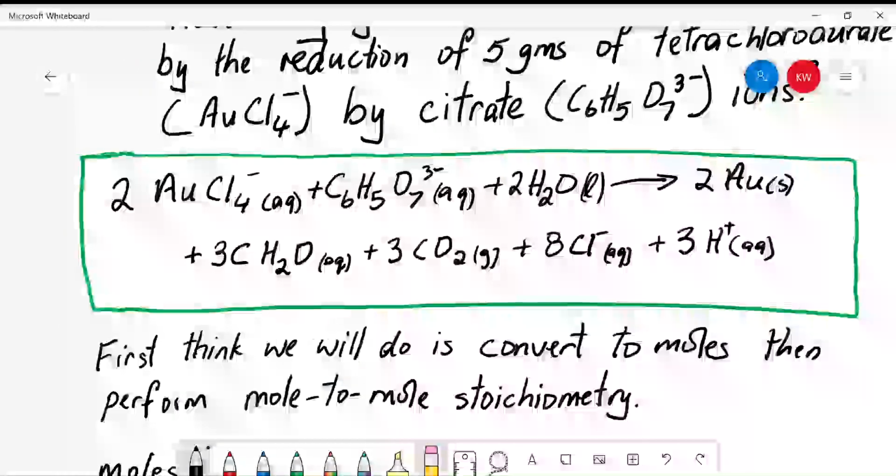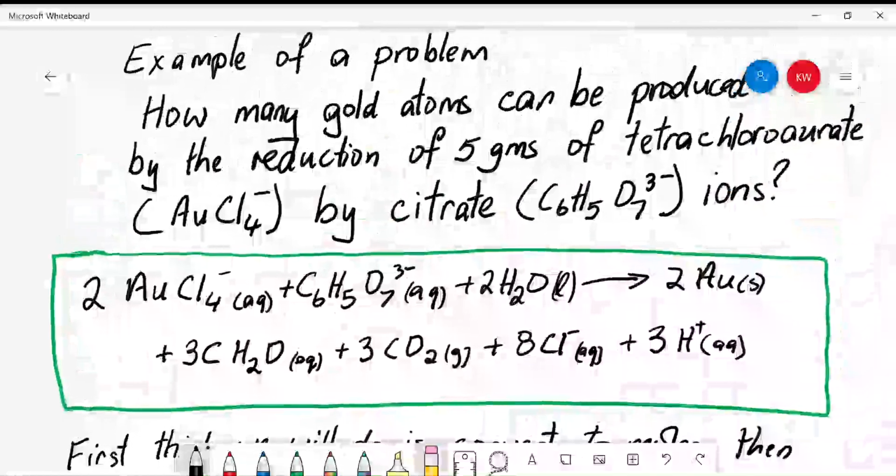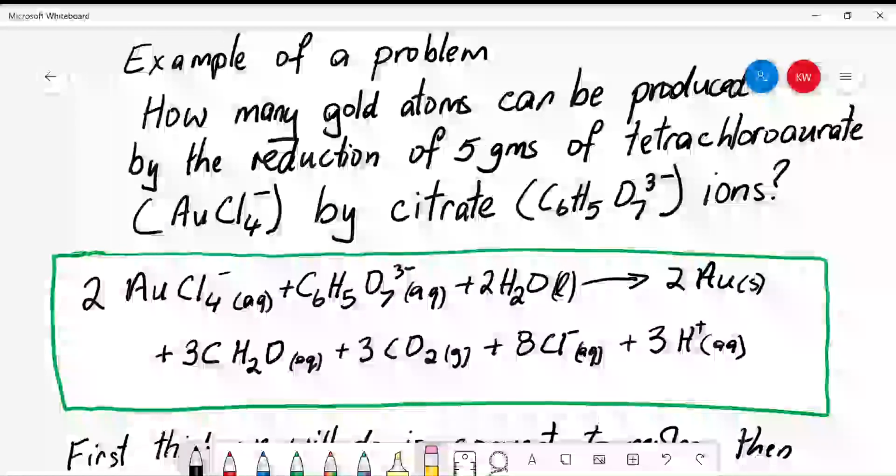So here we have an equation to illustrate this. For AP chemistry, you'll be encountering new terms like tetrachloride, citrate. You don't need to know these formulas. They'll be given to you. So here we have an equation to show the relationship between tetrachloride and citrate to produce gold. So the question is asking us how many gold atoms can be produced by the reduction of 5 grams of tetrachloride.